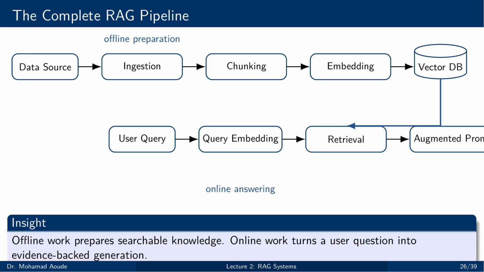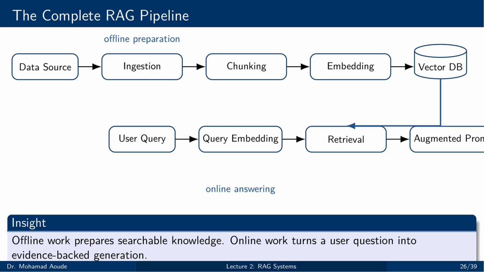Now we bring the whole architecture together. The top half of the diagram represents offline preparation: data source, ingestion, chunking, embedding, and storage in the vector database. The bottom half represents online answering: user query, query embedding, retrieval, augmented prompt, language model, and answer. The vector database connects these two worlds. This full view is important because it reinforces a central engineering message. RAG is not one component. It is an integrated pipeline. Every stage influences downstream performance.